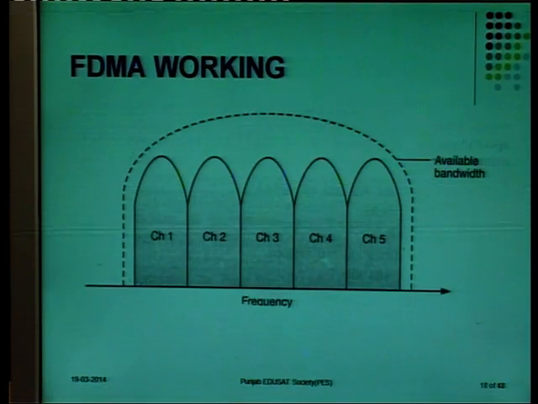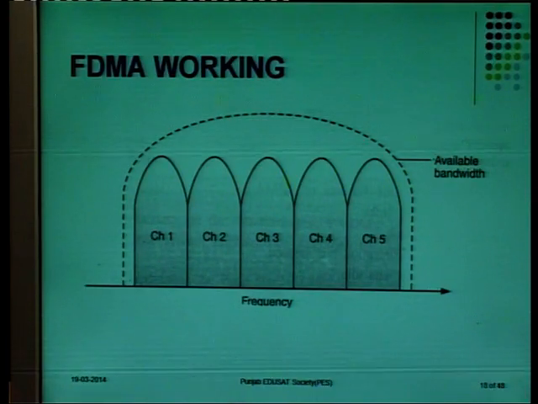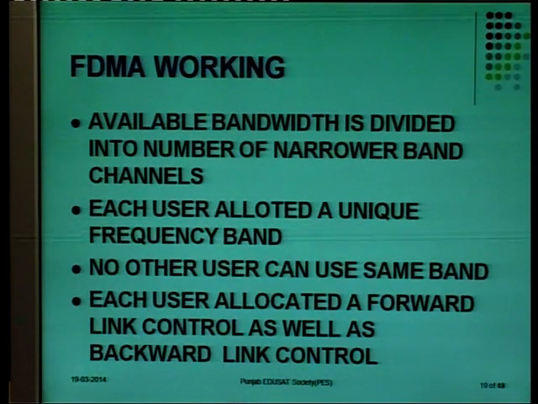This is again how the available bandwidth is divided into different narrow frequency channels, and each channel is used for the whole time, that narrow frequency band out of the total frequency band. The available bandwidth is divided into a number of narrower band channels. Each user is allotted a unique frequency band. No other user can use the same band.